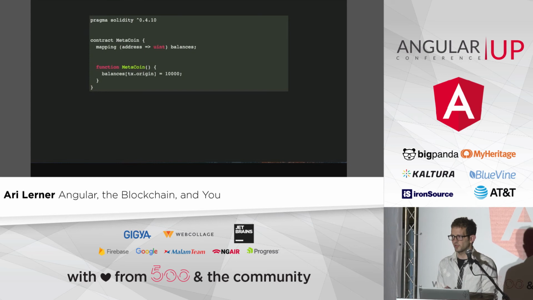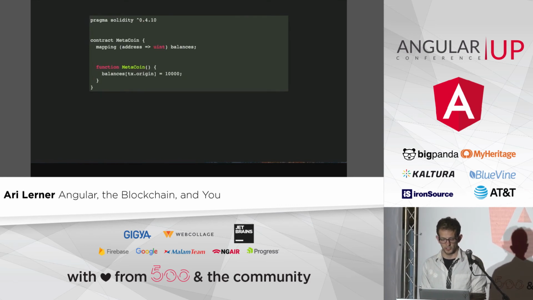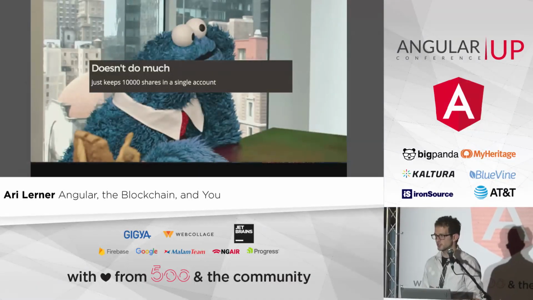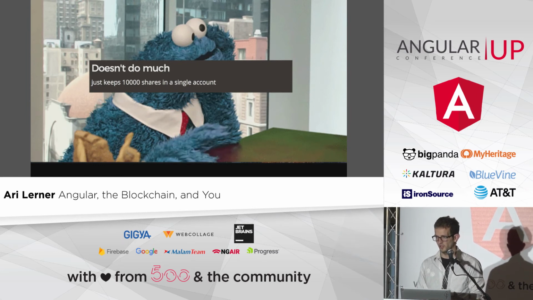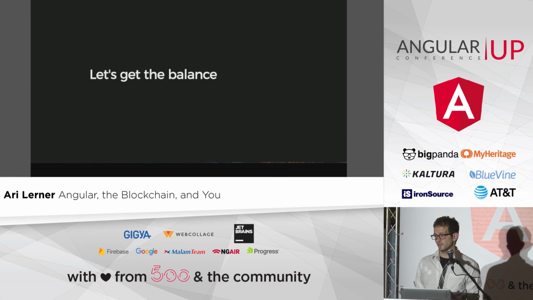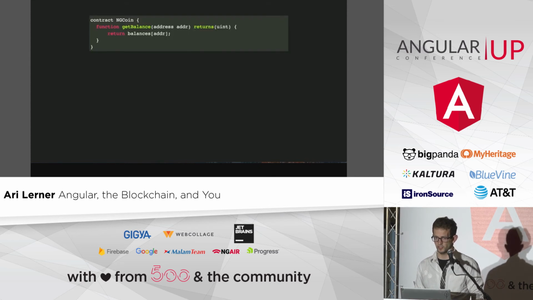So the last thing that we need in our smart contract is creating a constructor function. This constructor function will run once and only once for any time that this contract is enabled in the network. So this smart coin doesn't really do very much. It just keeps 10,000 shares of MetaCoin inside of a single account and doesn't do anything with it. So rather than doing that, let's go ahead and add a function that enables us to get the balance for an address, for a participant in the network.